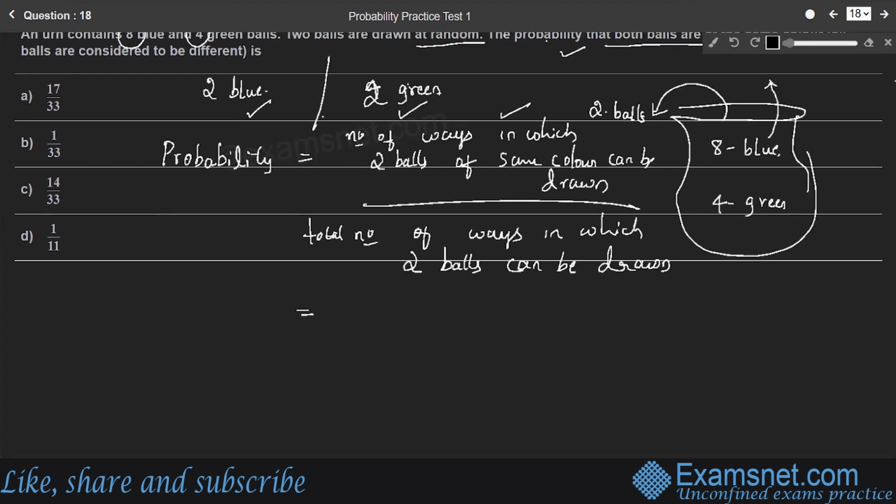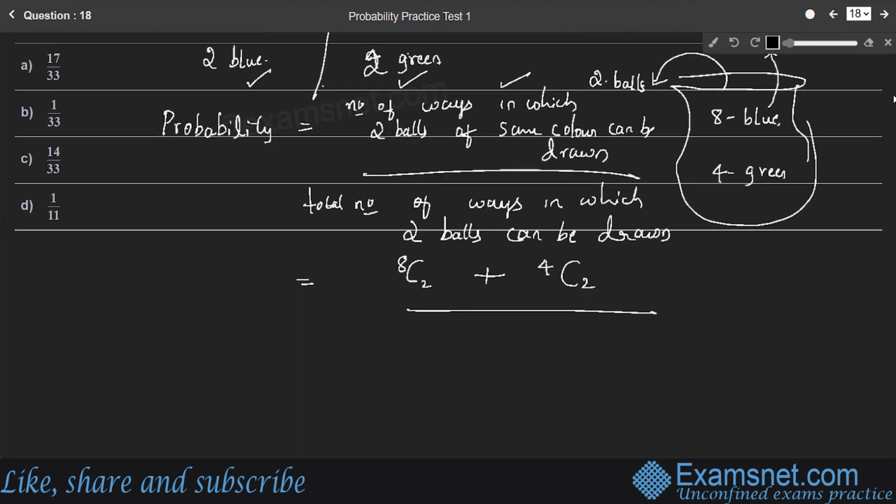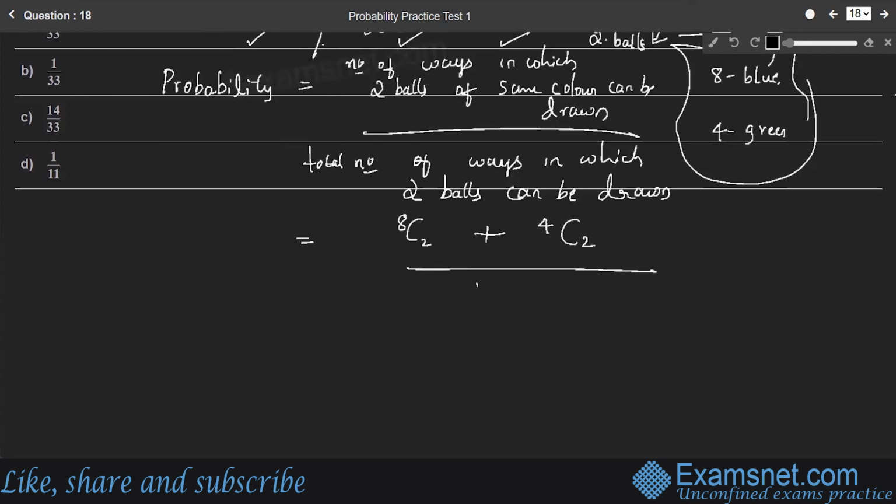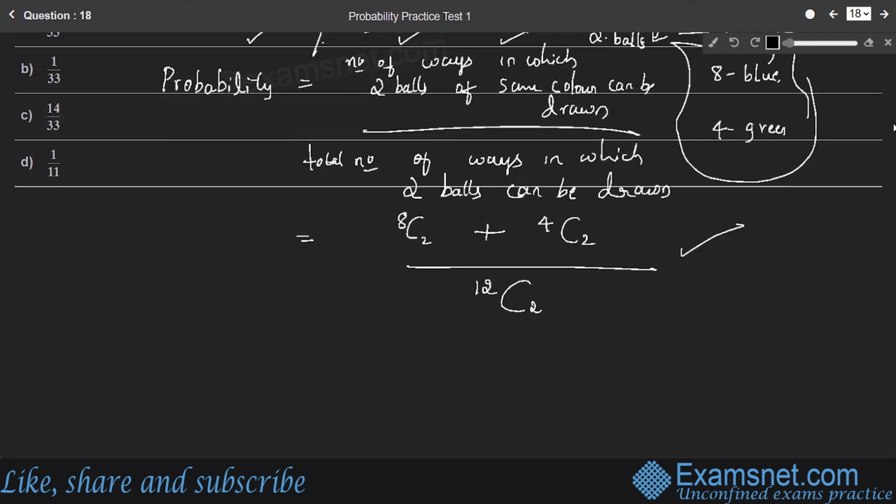Here there are 8 blue balls. We have to draw 2 blue balls out of them. Therefore, it is 8C2 ways in which 2 balls can be drawn. Plus, out of 4 green balls, we have to draw 2 green balls. Therefore, it is 4C2 ways we can draw 2 green balls. Divided by the total number of ways in which 2 balls can be drawn, so in 12 balls, we have to draw 2 balls. So we can draw 2 balls in 12C2 ways. Therefore, the probability is the ratio of these two.